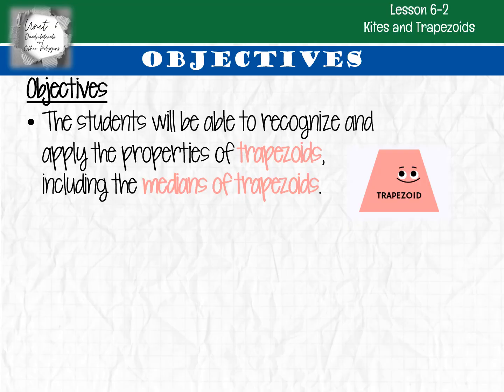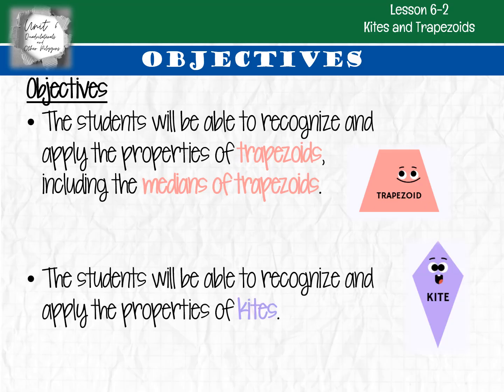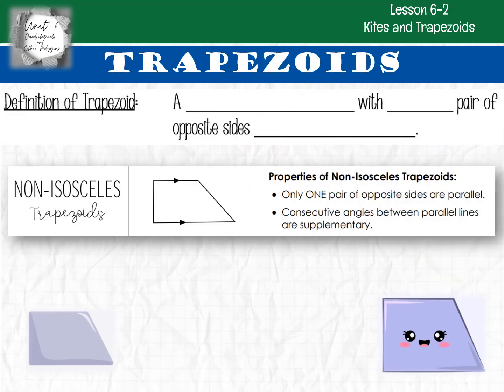Objectives. The students will be able to recognize and apply the properties of trapezoids, including the medians of trapezoids. The students will be able to recognize and apply the properties of kites. Oh my. Let's start with trapezoids.